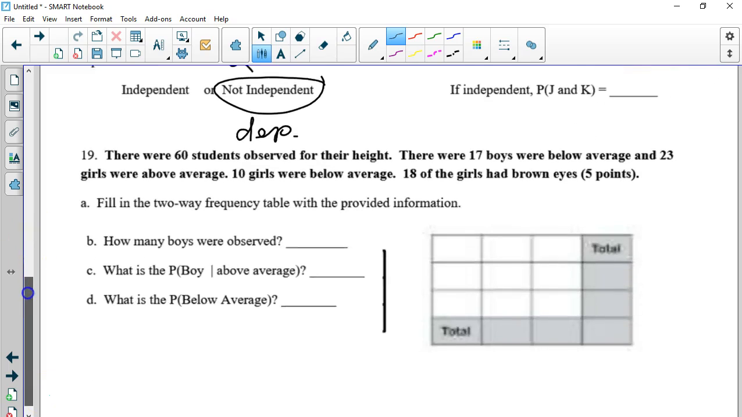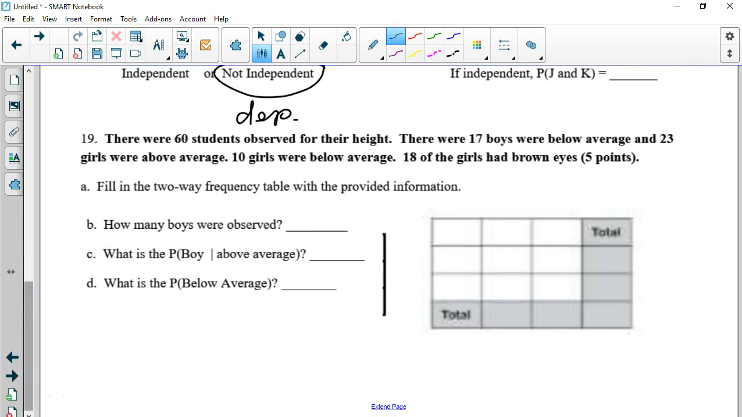All right, number 19, last one. There were 60 students observed. Remember, who cares who has brown eyes? Okay, there are 60 students observed for their height. Right off the bat, you can go and put that number on, because that's the total. That's the total number of kids completely. So we can put that on there.